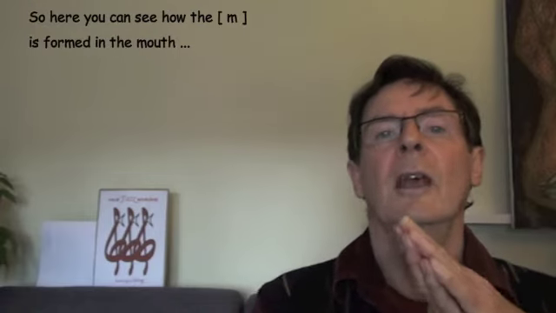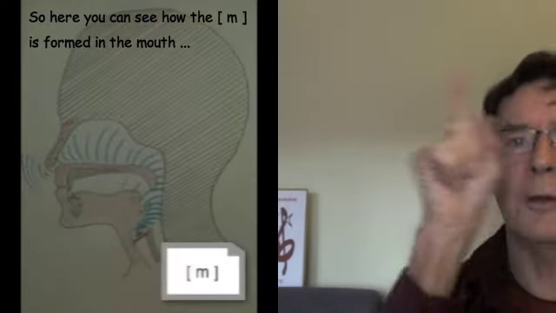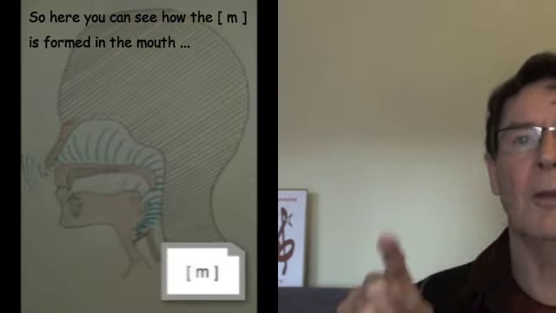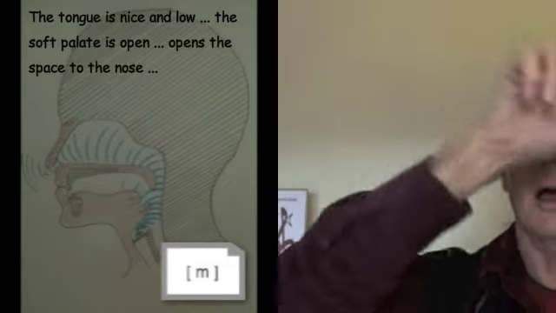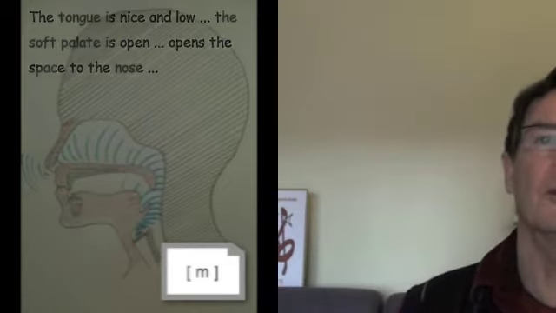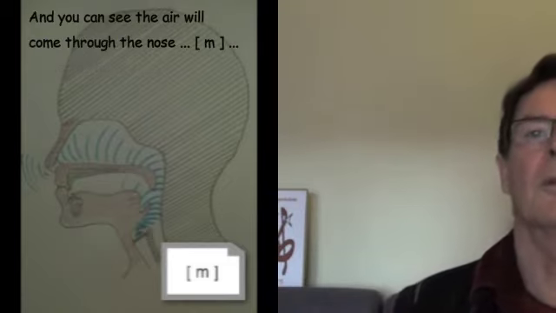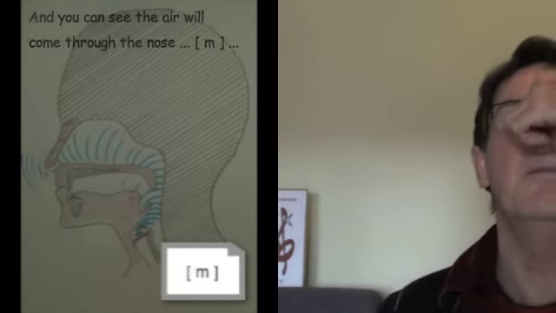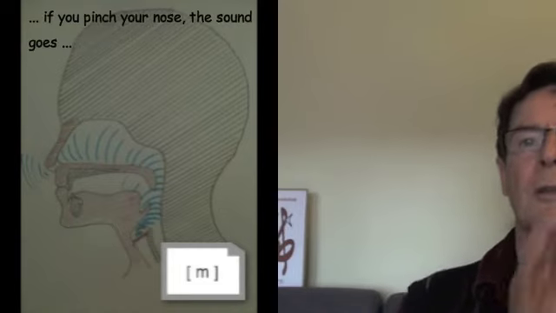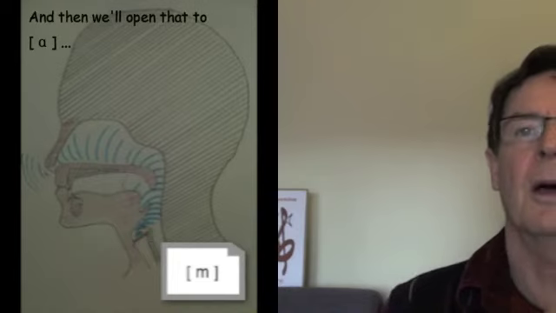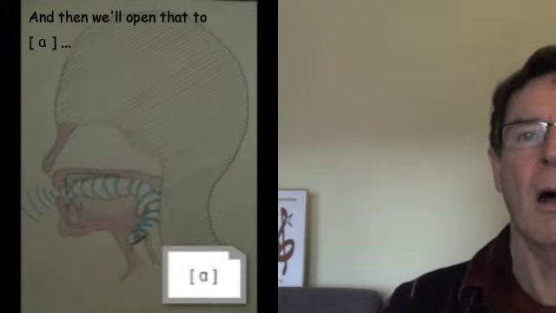So here you can see how the m is formed in the mouth. The tongue is nice and low. The soft palate is open, opens the space to the nose. And you can see the air will come through the nose. Mm. If you pinch your nose, the sound goes. And then we'll open that to ah.